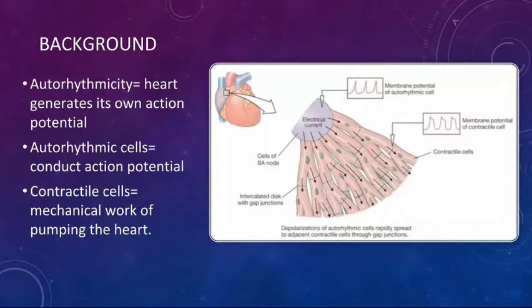The second type of cell in the heart are the contractile cells that make up 99% of cardiac muscle cells. They do the mechanical work of the pumping of the heart. They do not initiate action potentials like autorhythmic cells do.